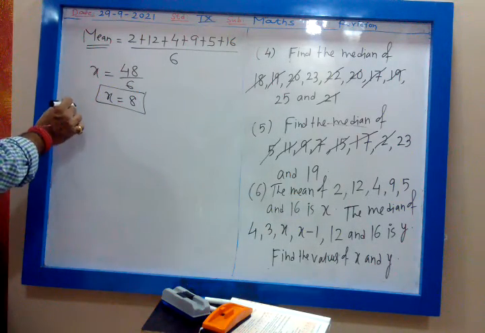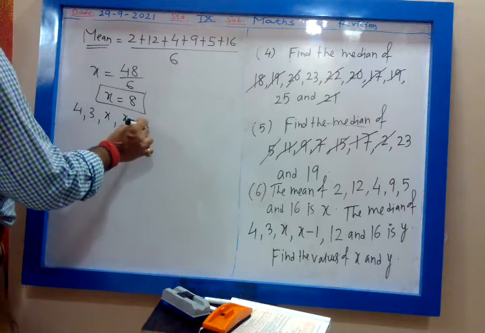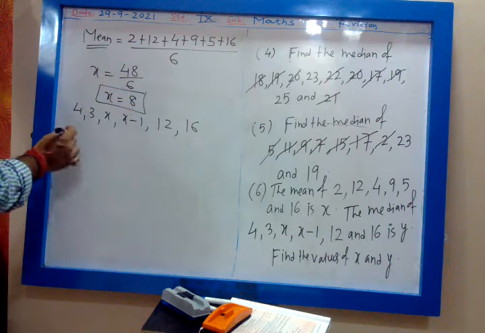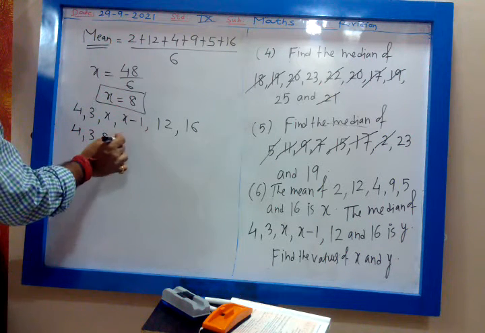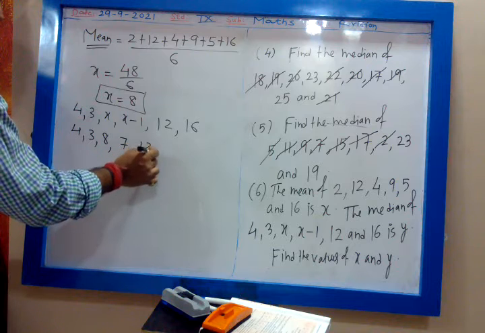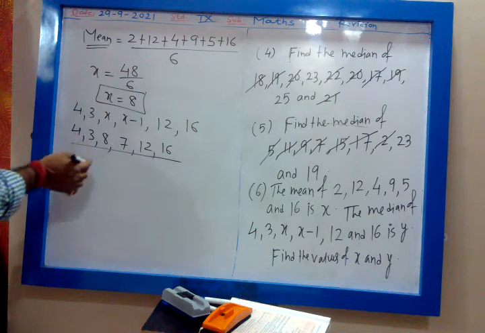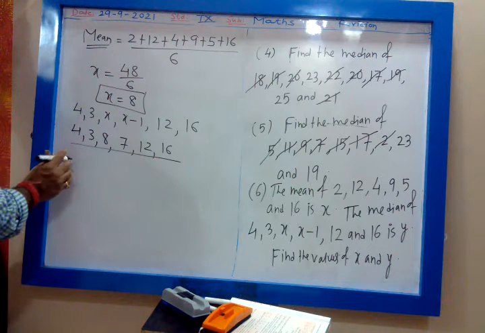What is the data for median? It is given 4, 3, x, x minus 1, 12 and 16. You put the value of x. So 4, 3, 8, 8 minus 1, 7, 12, 16. Now you arrange them in the ascending order, my dear. Ascending order. So what is that? Ascending order, no?